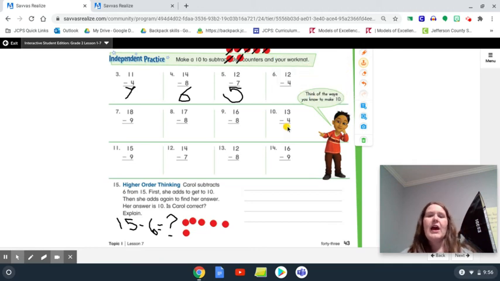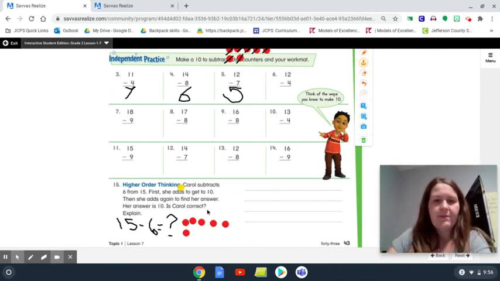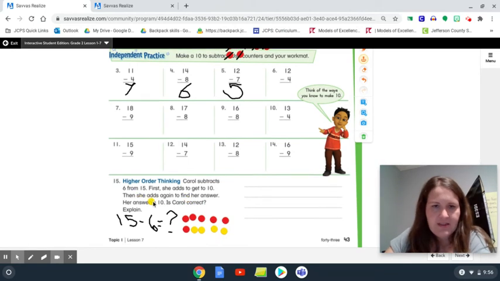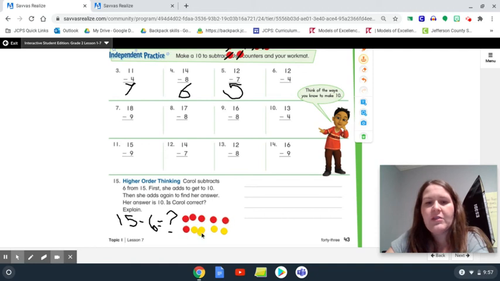Let's switch to yellow now. How many more does she need to add to get to 10? Well, let's do it. So we got 7, 8, 9, 10. Okay. Then she adds again to find her answer. Her answer is 10. Is she correct? So how many more does she need to add to get to 15? So I've already got 5 plus 5 to equal 10. And then how many more? If we have 10 and we want to get to 15, we need to add 5 more. So 1, 2, 3, 4, 5.